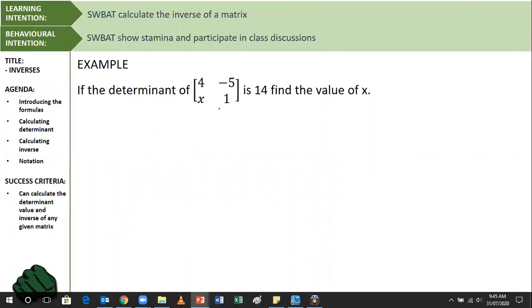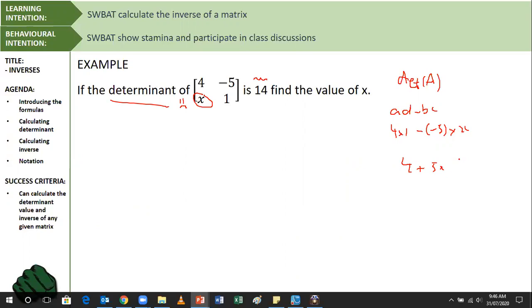Okay, if you wanted to do this by hand, once again, I don't recommend it. The determinant of this matrix has an unknown, so we don't know what this one is. All we know is the value works out to be 14. So if we're doing it by hand, let's call it matrix A. AD minus BC. So you've got 4 times 1 take away B, which is -5, times C, which is x. So this works out to be 4 plus 5x, because two negatives multiplied give you a positive.